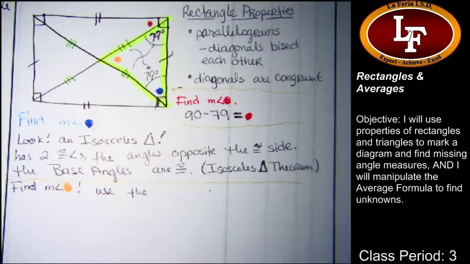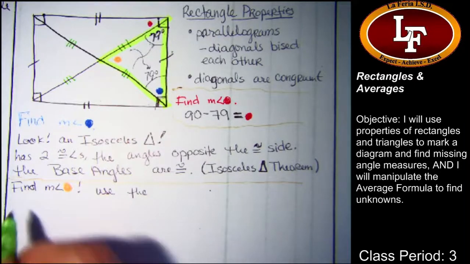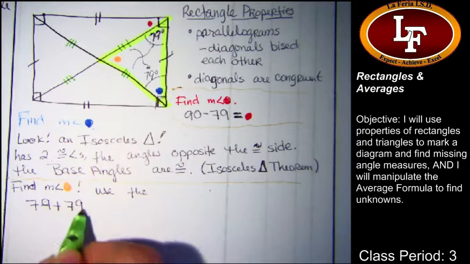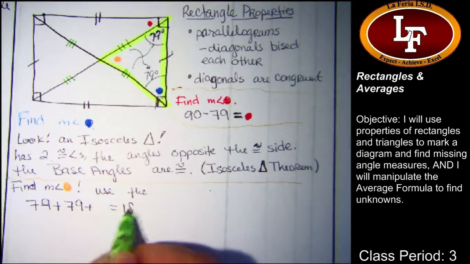What happens if I were to add up all these angles inside the triangle? You get 180. So you add 79, 79, and then whatever the sum of that is, subtraction later. Yep, so you'd end up with something that looks like this.